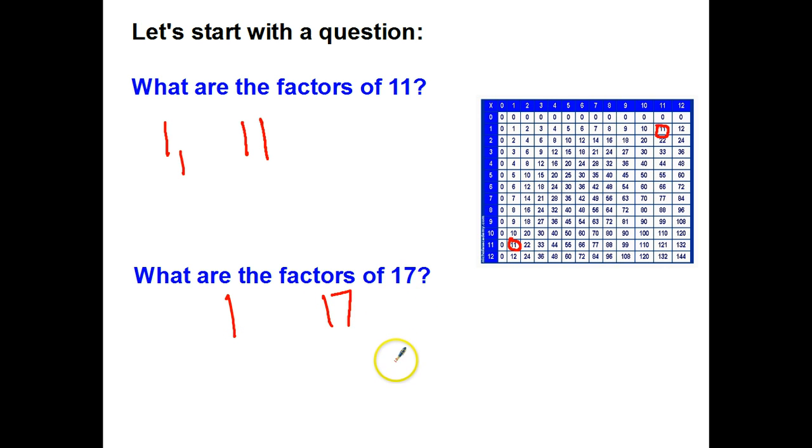It's not even, so it's not 2. Doesn't end in 5 or 0. Can't be 5, can't be 10. What about 3? Well, let's go down to 3's. There's 15, there's 18, no 17. What about the 4's? 16 and 20. 6's go from 12 to 18. 7's go from 14 to 21. 8's jump from 16 to 24. And 9's, heck, they go from 9 to 18. There are no factors of 17 besides 1 and 17.